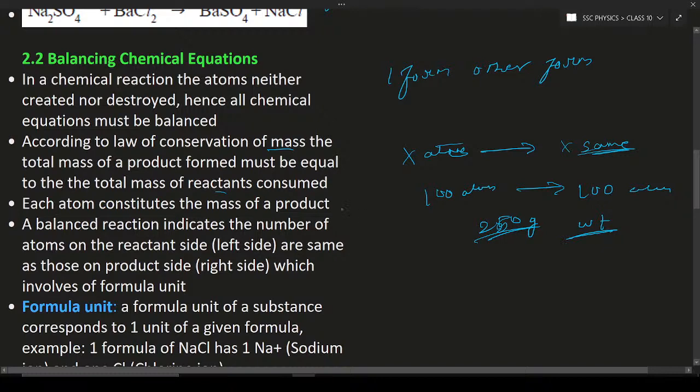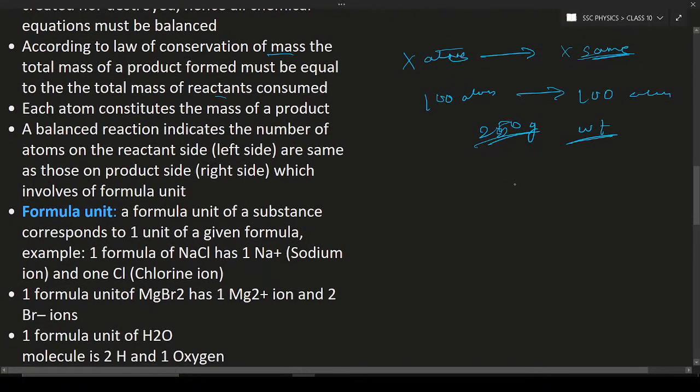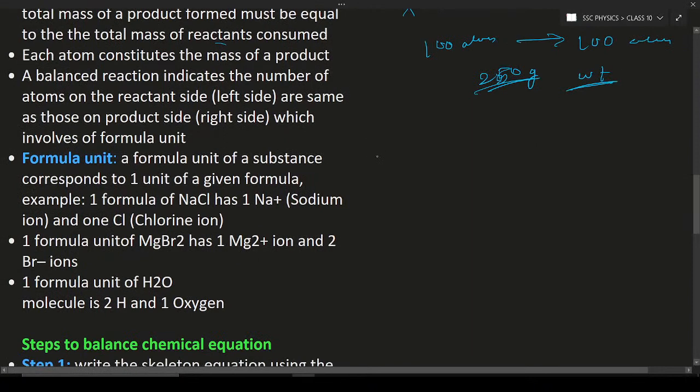And next, the balanced reaction indicates the number of atoms on the reactant side, that is the left side, are the same on the product side, that is the right side, which involves the formula unit. So one of the most important things is the formula unit. What is formula unit? The number of atoms present in the chemical substance is known as formula unit.